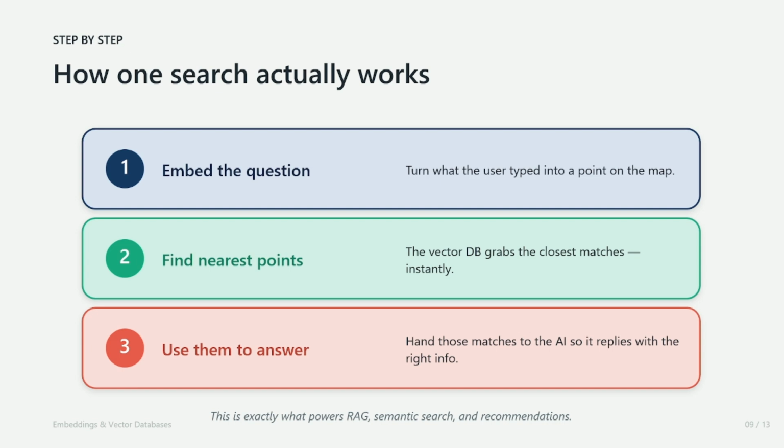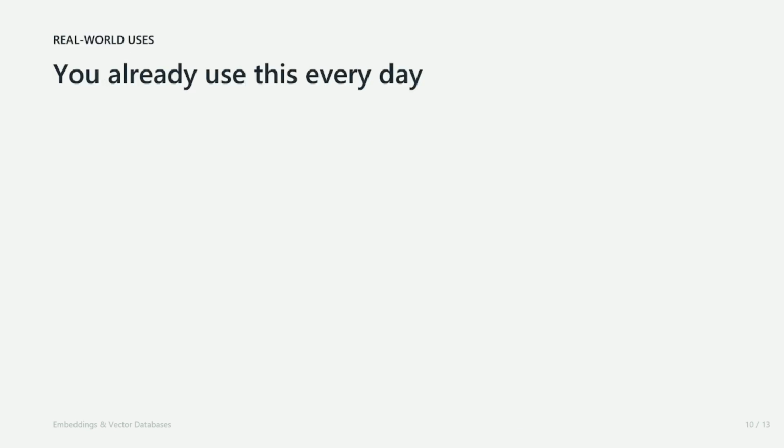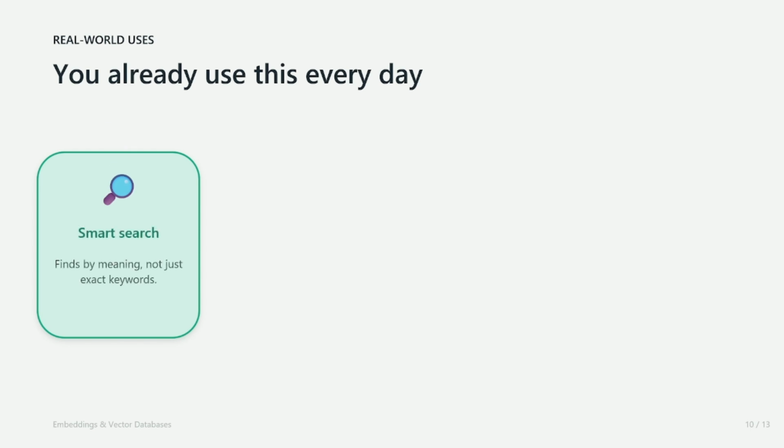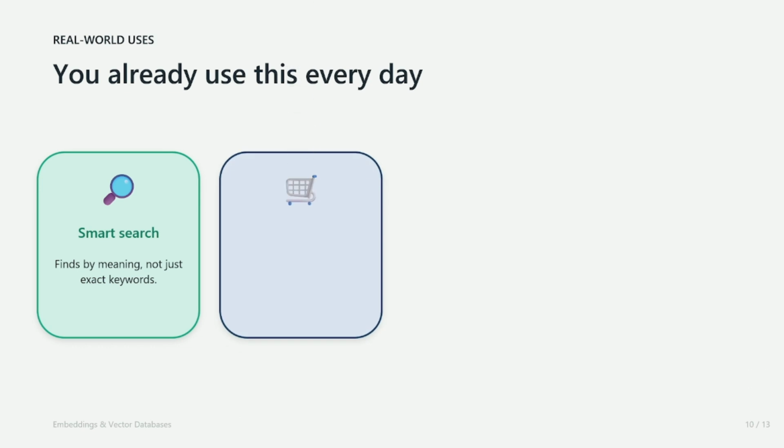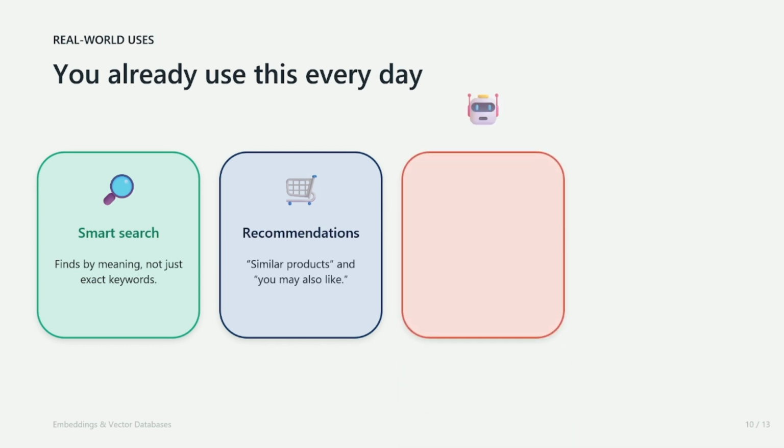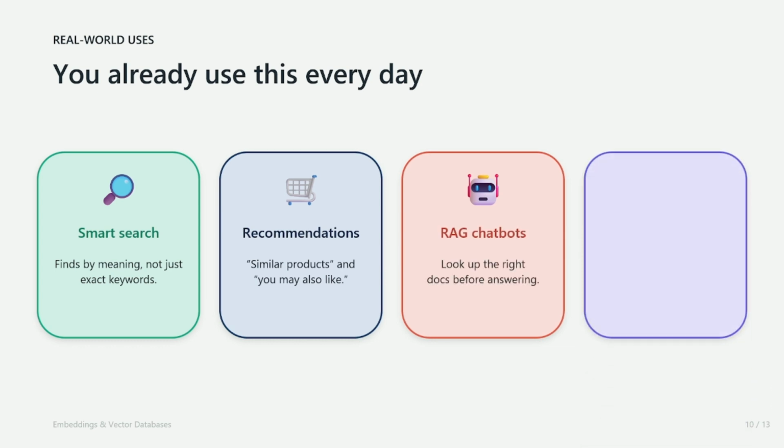And you already use this every single day, probably without noticing. Smart search that finds what you mean, not just your exact keywords. Similar products, and you may also like, when you are shopping. AI chatbots that look up the right documents before answering, and more like this on Netflix or Spotify, picking songs and shows by closeness. Anytime an app quietly finds things like this, embeddings are working behind the scenes.